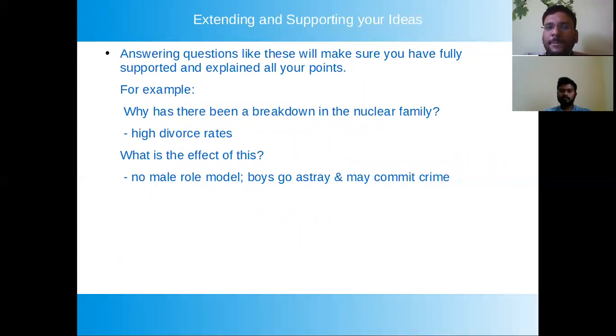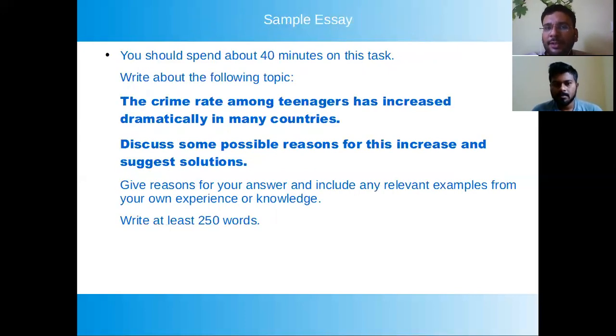So if I were to ask, why has there been a breakdown in nuclear family? One possible reason could be there is high divorce rates. And if there is high divorce rate, what is the implication of it? Let's say you have a child living with one parent, let's say mother. So let's say he doesn't have his father to support him. So there is no role model for him. There is no fatherly figure. So that could be one reason why this child is committing a crime. So maybe you can elaborate on that one.